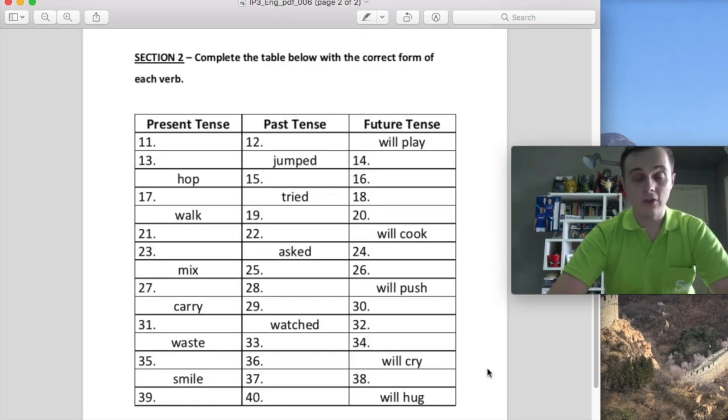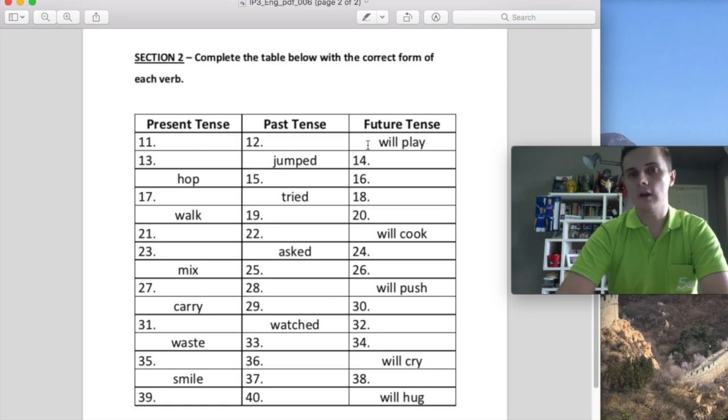Okay, now section 2 might be a little bit more difficult for you. In this table, you have present tense, past tense, and future tense. And on each of these lines, you have one of them filled out. You need to write the other 2 forms of the verb.